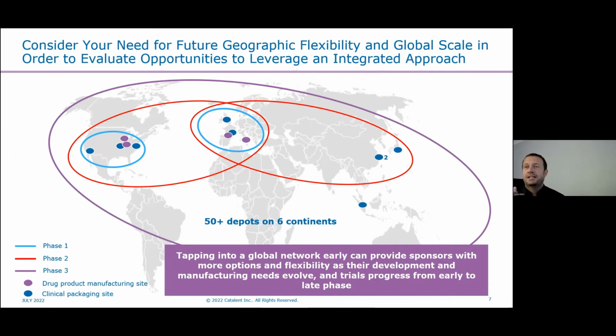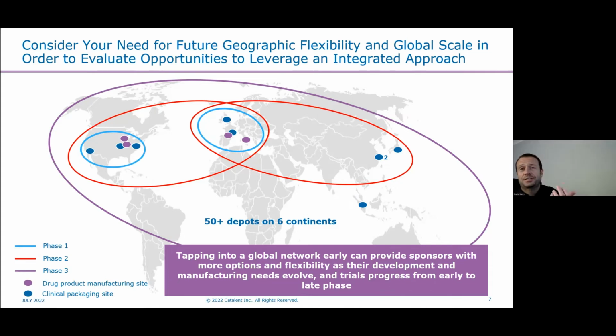So think past the initial phase 1 and focus on the next phase. By working with a company with a global network, it provides sponsors with options and flexibility as the drug moves from early to later phase, allowing access to different regions. So supporting manufacturing and clinical activities with the relevant regulatory guidelines of those regions.